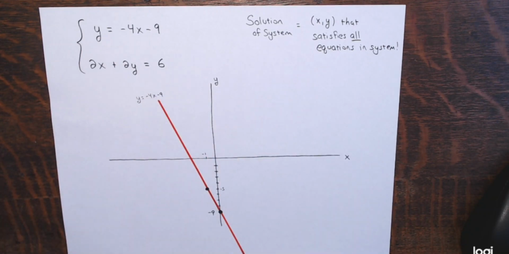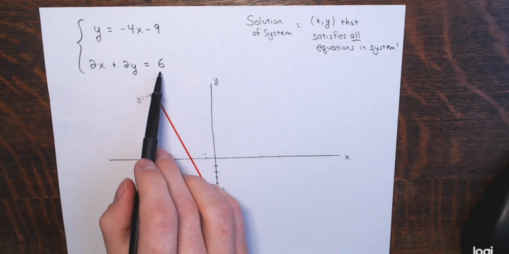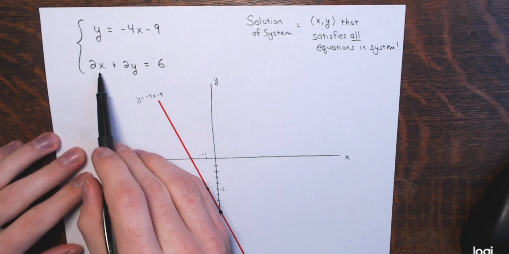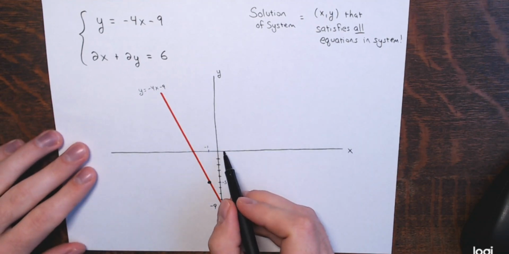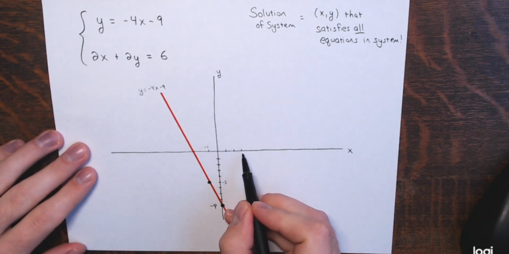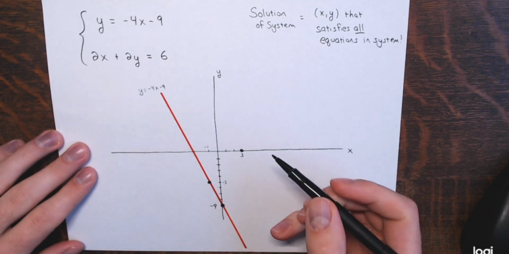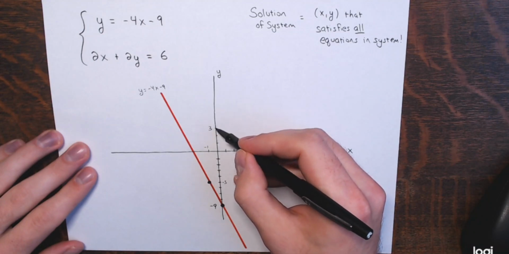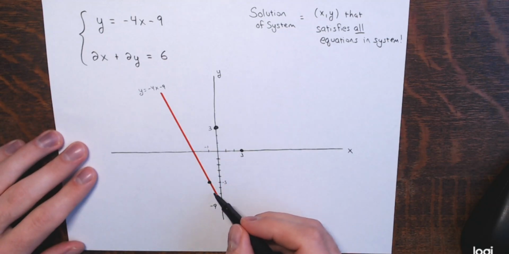Now the other line, I'm going to graph it in a different color. 2x plus 2y equals 6. Now I can put that in slope-intercept form if I want. Or, it's pretty easy to graph the intercepts here. (3, 0), right? 3 for x, 0 for y. That's the x-intercept. And (0, 3) is the y-intercept. So this has a slope of -1. This has a slope of -4. So they're going to cross somewhere.